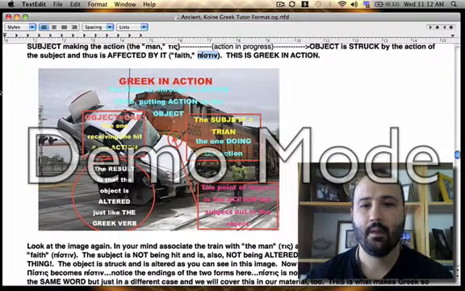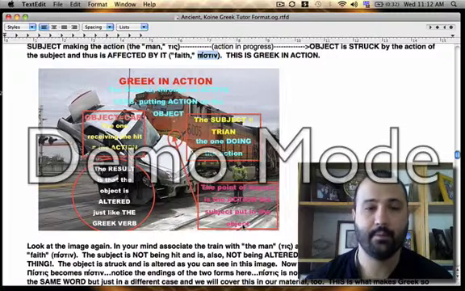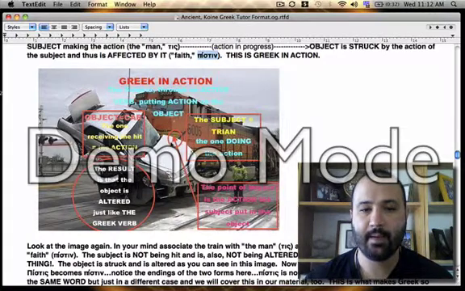The result is that the object, again, pistin, faith, is altered. Okay? The subject is the train, the one doing the action. The object is the car. Now, the point of impact here, look at this with me, is the action the subject put on the object. That's the point of impact here. See that? The point of impact is the action of the subject that is put on the object.